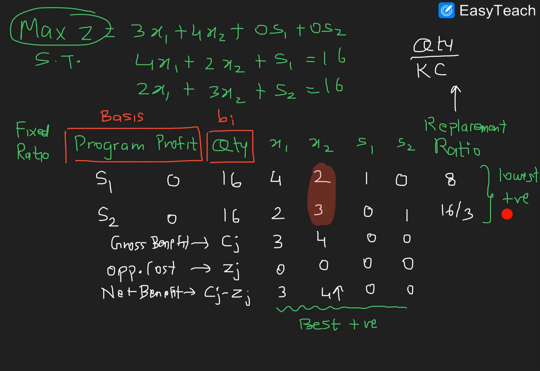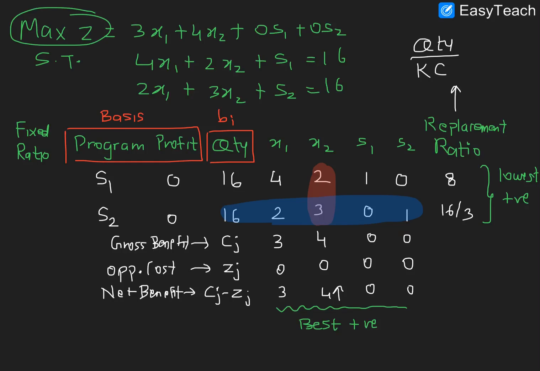Why positive, sir? You just said lowest. Well, it needs to be positive because you need to understand the meaning of replacement ratio, which says it is the deciding factor how many units of the selected column are going to be produced. So 8 and 16 by 3. That's basically the smallest one we are going to select. So we select the smallest one, and that particular row is marked as the key row.